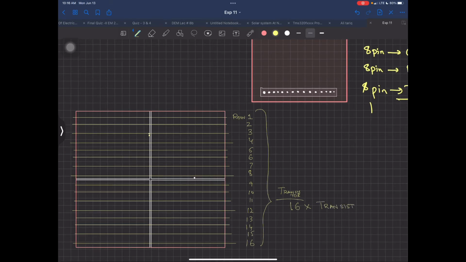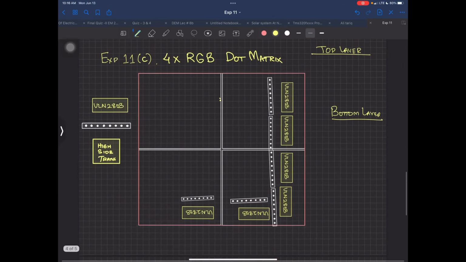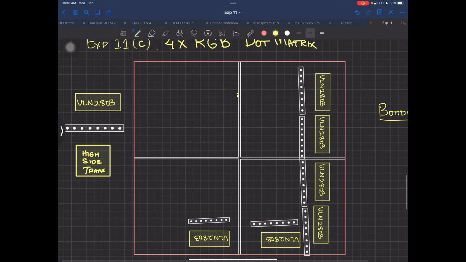Now I am using the word transistor pair because there are 2 transistors used in conjunction to make that high drive circuit. So this means that on your PCB there are going to be this circuit over here, and this circuit is going to be repeated 16 times over here, and this will be connected to rows.